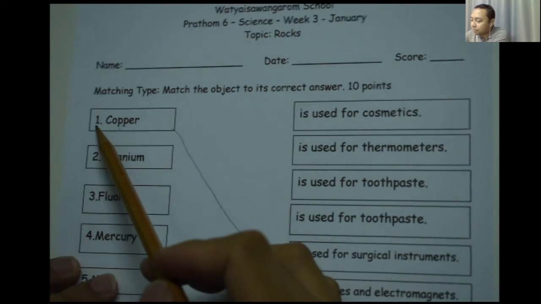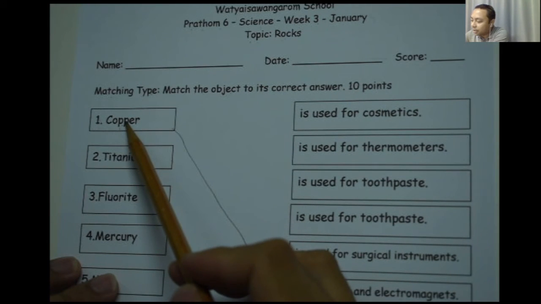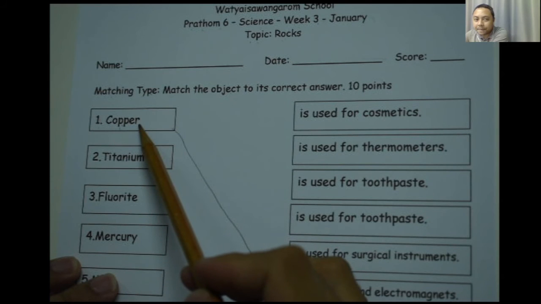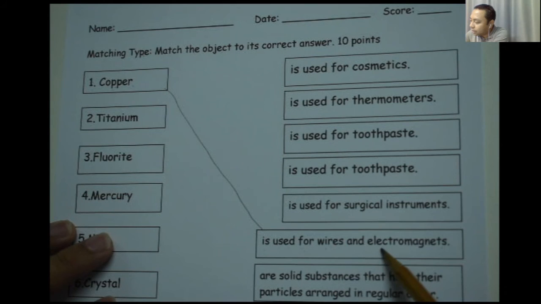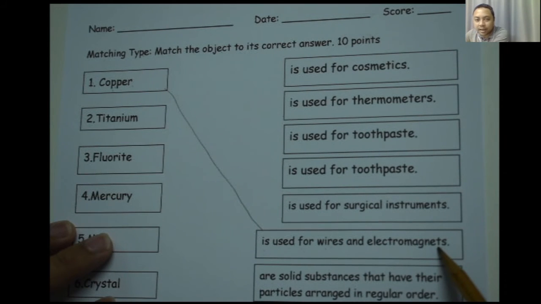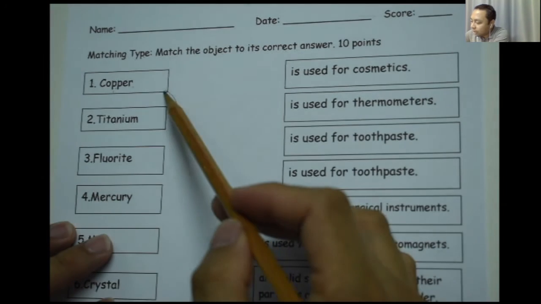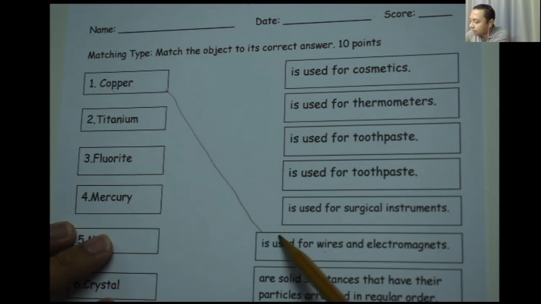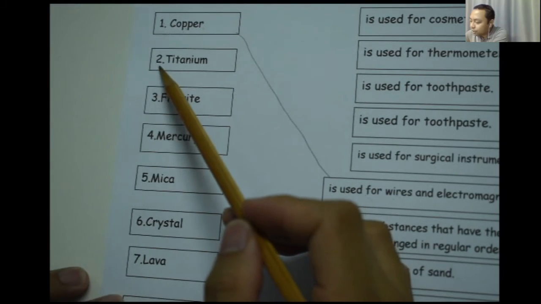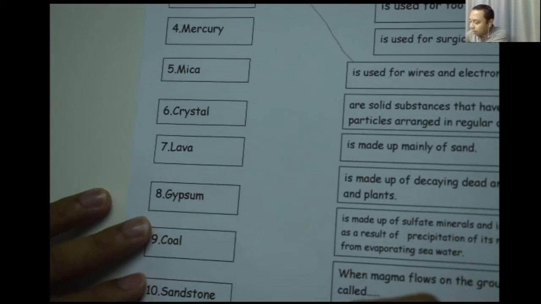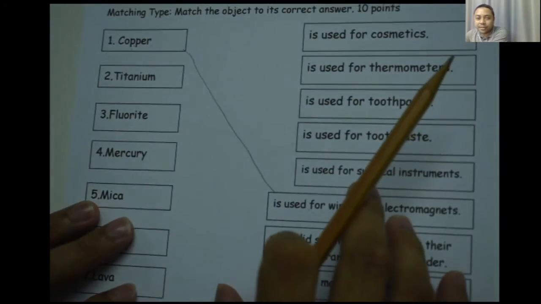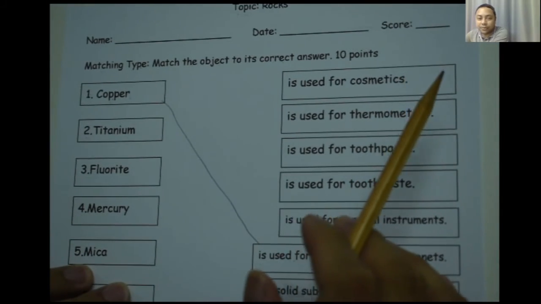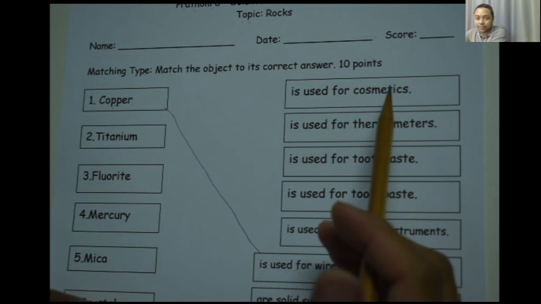For example, number 1, copper. Copper is used for wires and electromagnets. Okay, so you just draw a line here to the answer. You can now answer number 2 up until number 10. I'm sure you can answer this worksheet if you watch the video.